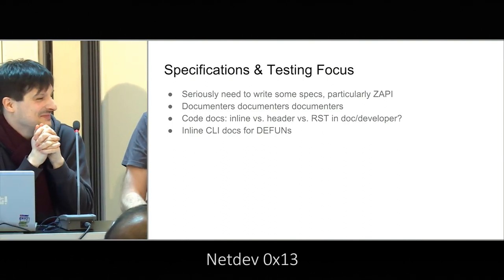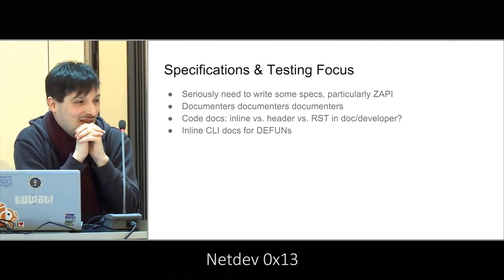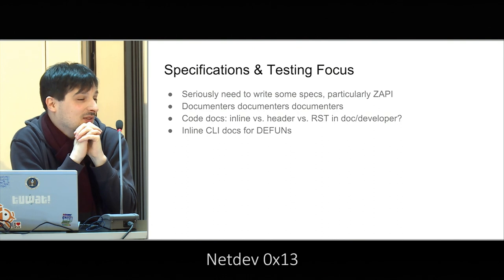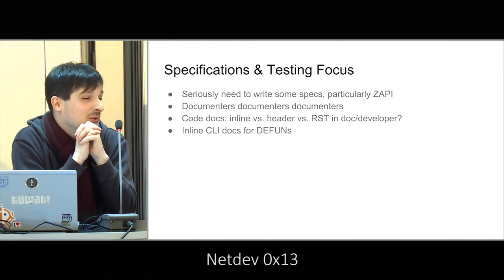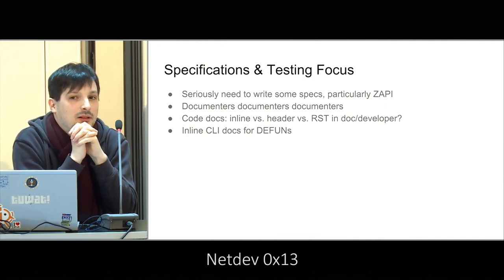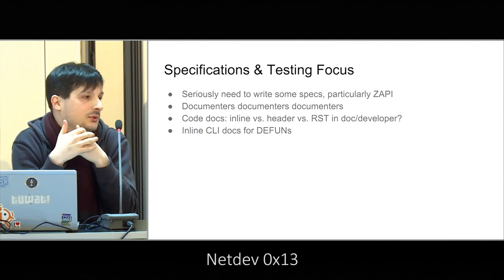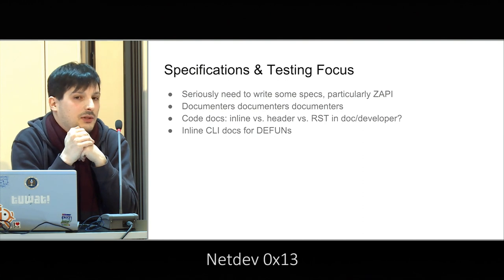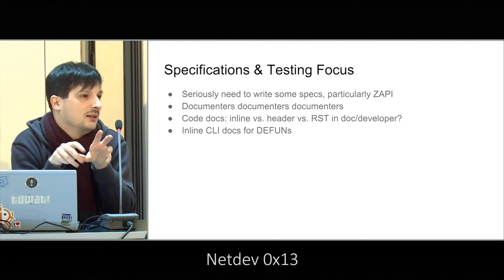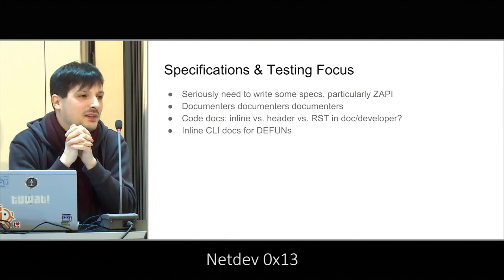Well, who doesn't know this problem? In some cases, we can't even test things because we don't know how they're supposed to work, which is not a very great situation to be in. Z API is the protocol that we have between our various routing protocols and the Zebra centralized daemon that integrates all of the configuration, that routing data, sorry.